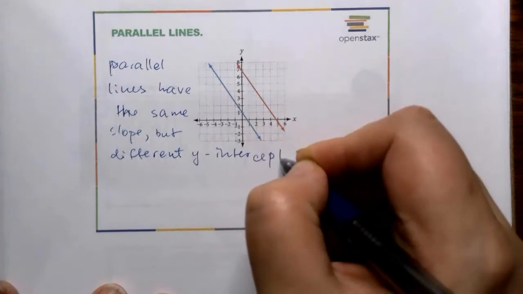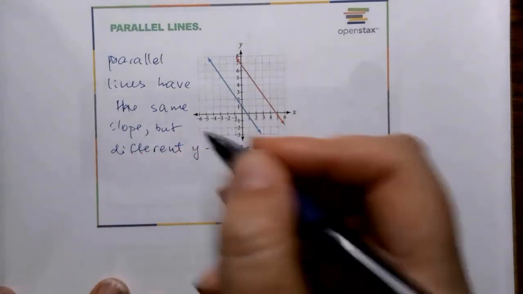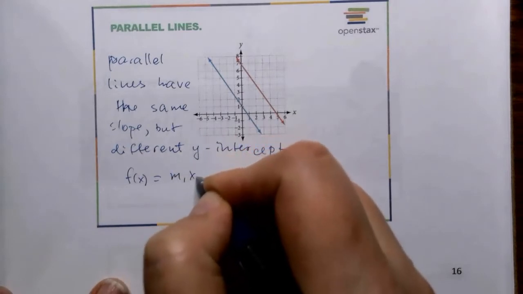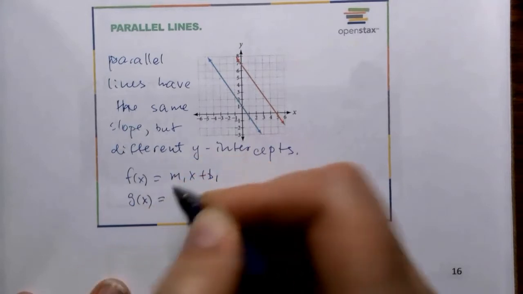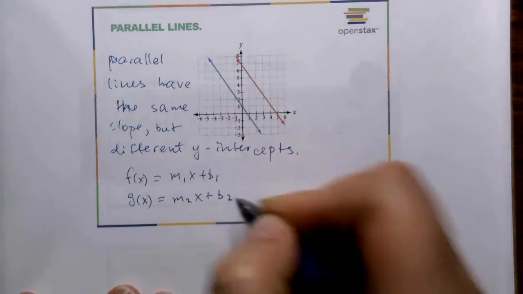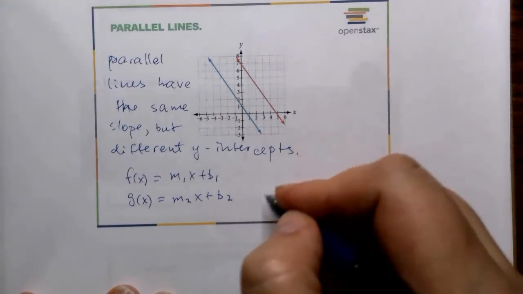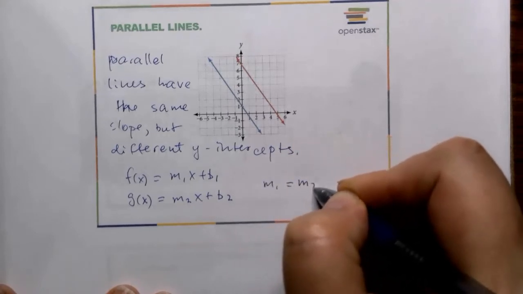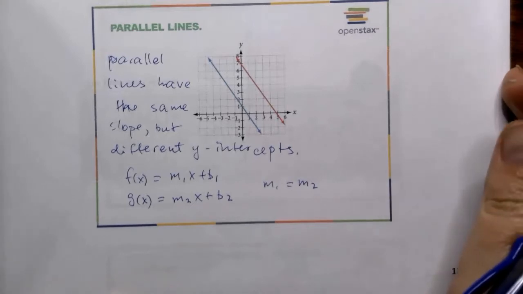So let's say we have one function, f of x equals m1x plus b1, and then we have another function, we'll call it g, with a slope m2 and the y-intercept b2. Okay, so if the lines are parallel, then m1 equals m2 will indicate parallel lines. Okay, so that's the criteria.